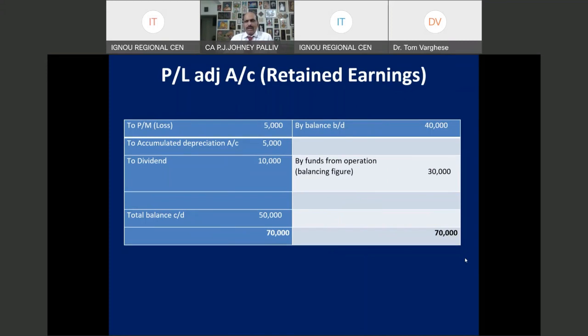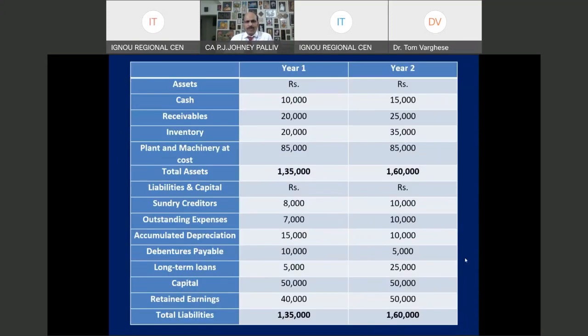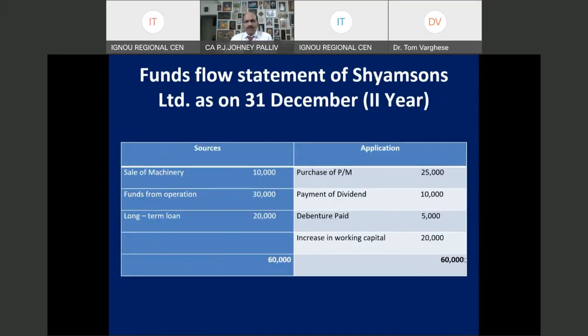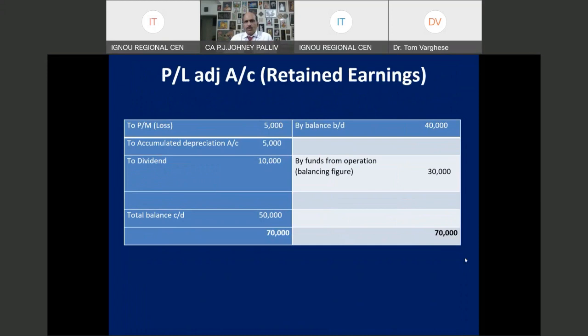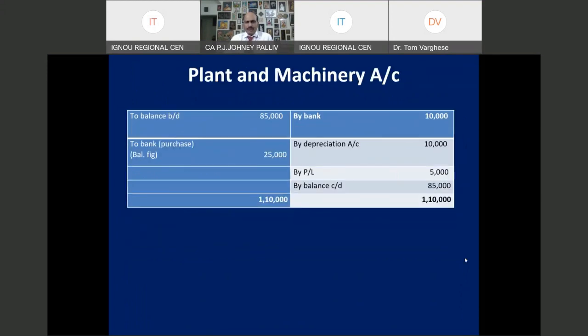You will be wondering from where I got this figure, 40,000 and 50,000. I will show you. Here is the balance sheet. You can see retained earnings 40,000 opening balance, and retained earnings closing balance 50,000. Therefore, I have simply taken the opening balance 40,000, closing balance 50,000. Now, I am going to open another account which is called plant and machinery. In the plant and machinery account, I have taken opening balance 85,000, closing balance 85,000.